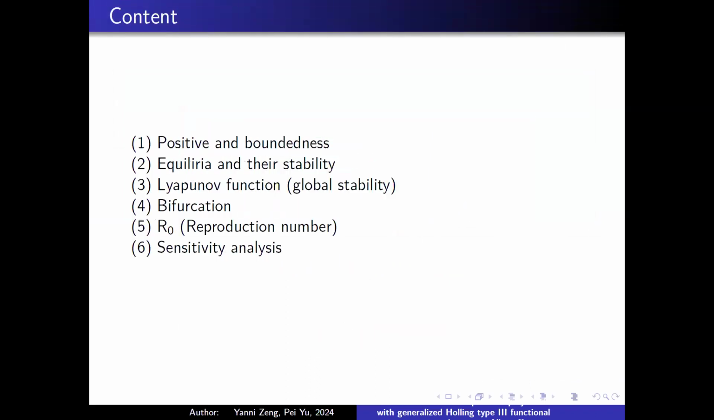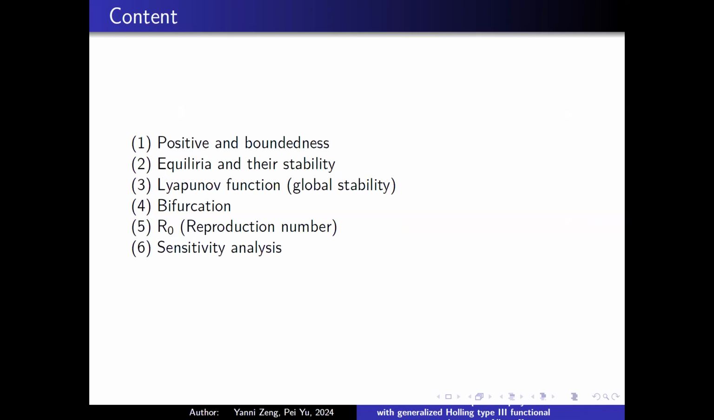So the content of the main paper is performed in six parts. The first thing is talking about the positivity and boundedness of the model. The second one is equilibrium. That's where we want to find the fixed points of the solution of the model and discuss the stability.